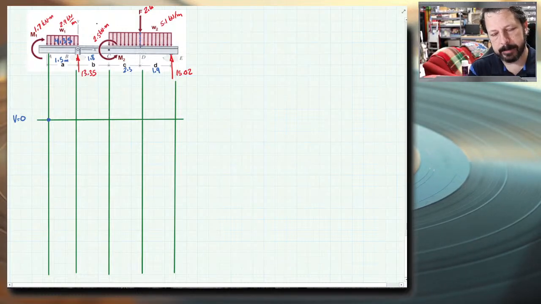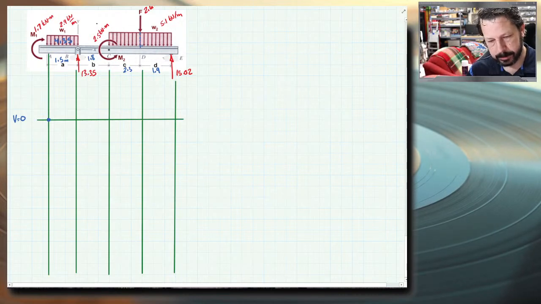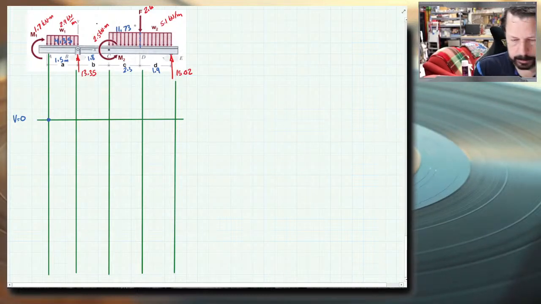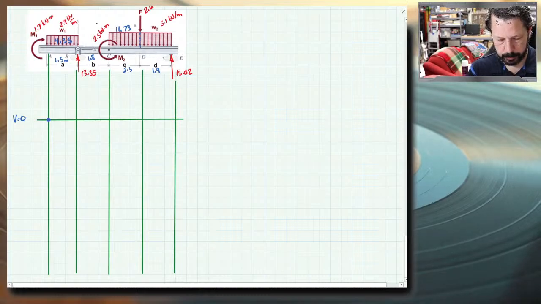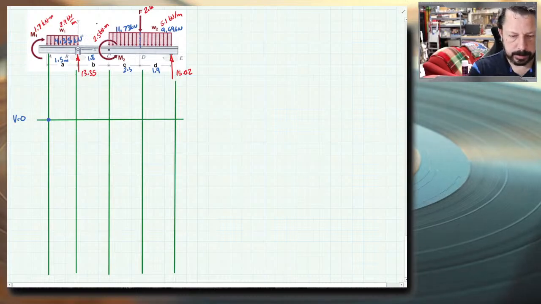I've got to divide this one into two because of that point load in the middle of it. So I have to do some of the distributed load, do the point load, then the rest of the distributed load. So this is going to be 5.1 times 2.3, so this one's 11.73. And the other side of it is 5.1 times 1.9, 9.69 kilonewtons. Those are the lumped loads for those distributed loads.